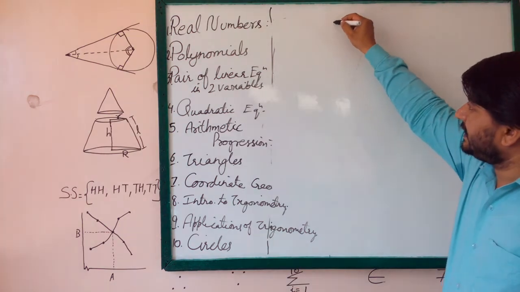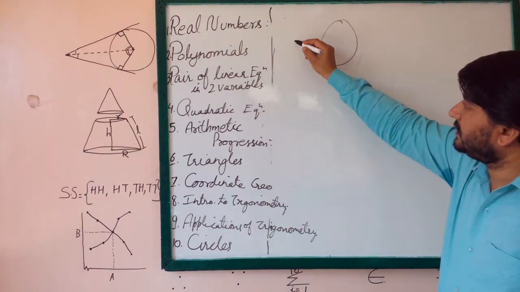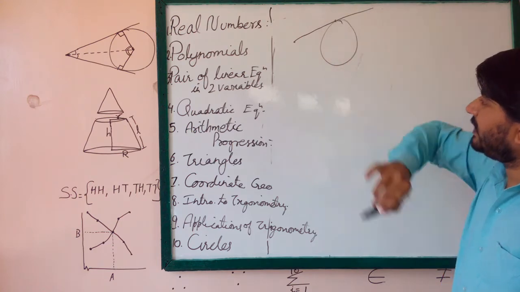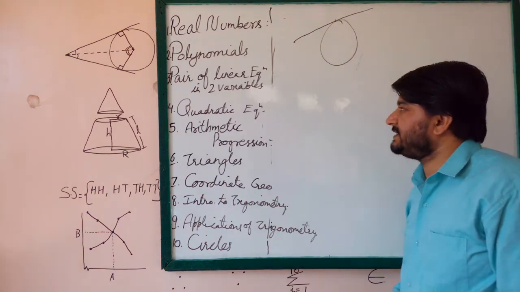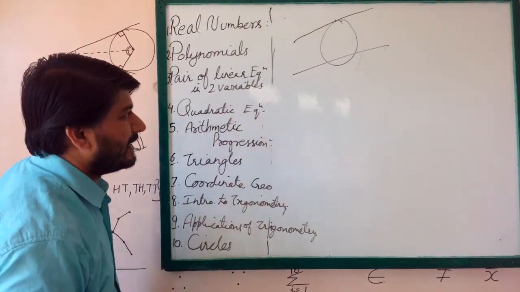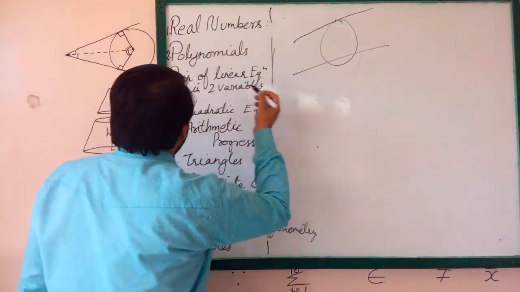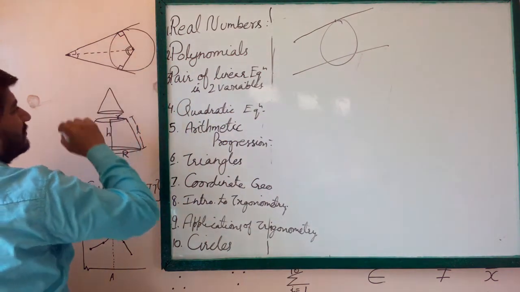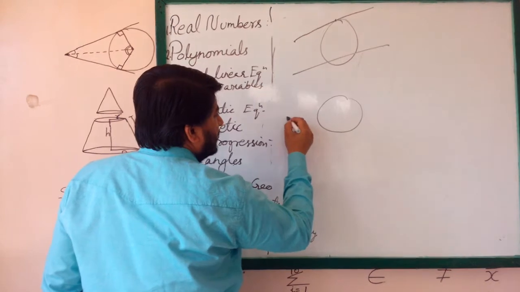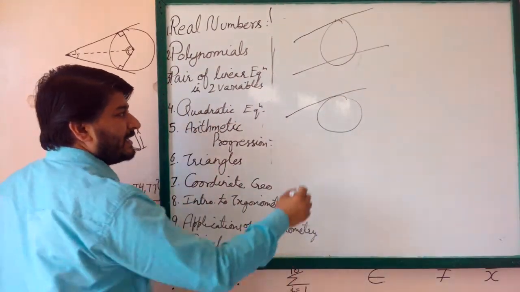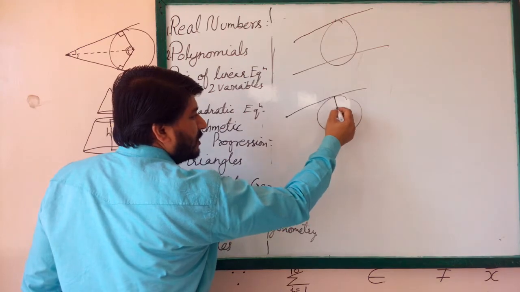In circles, in class 10, you will be dealing with, suppose, a line that touches a circle at one point is known as a tangent, and a line which passes through it is known as a secant. So in this figure, like I have already drawn, this is a tangent to a circle. This tangent is perpendicular to the radius.